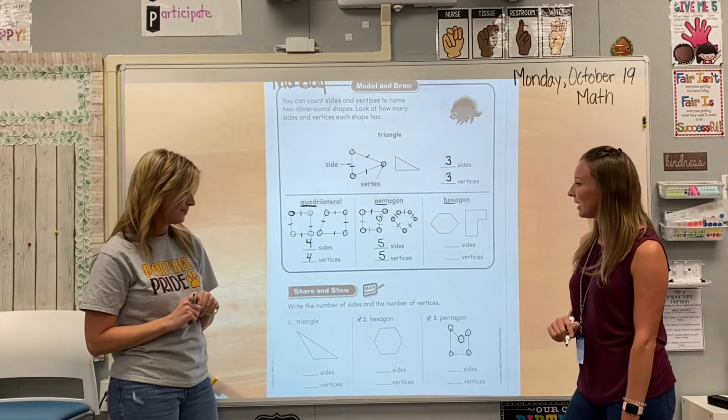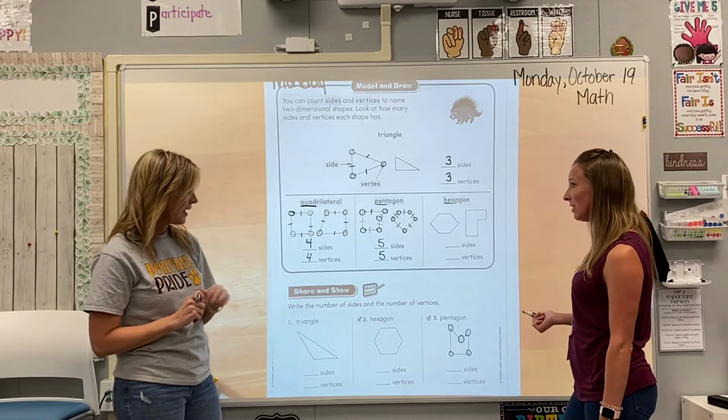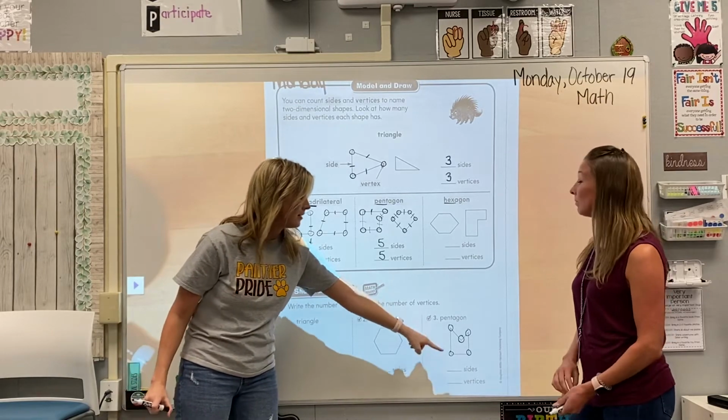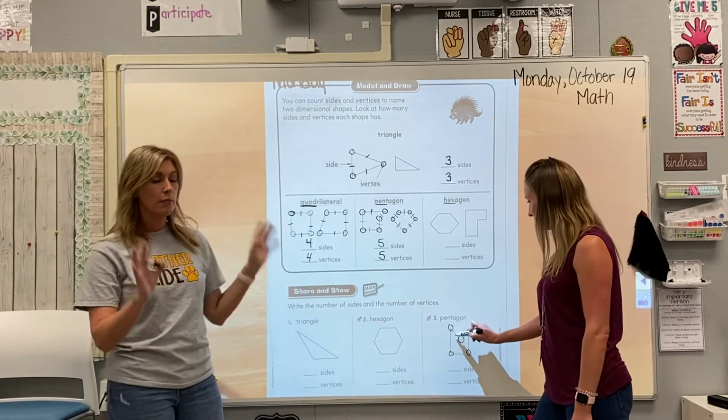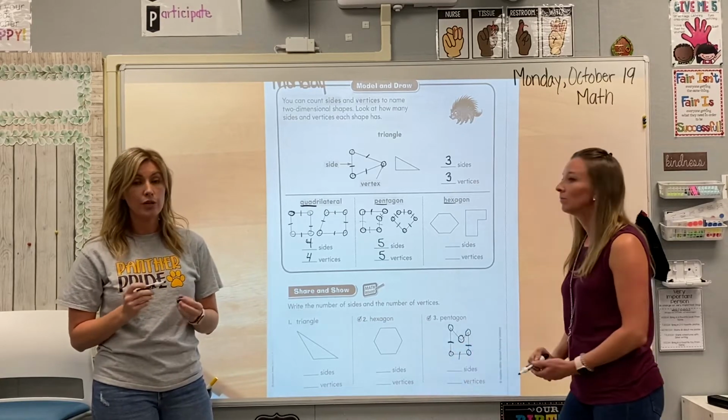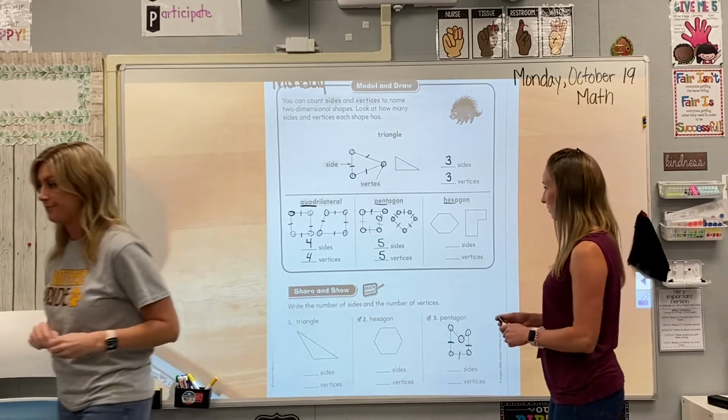Yes. And is there another page we have to do as well? Yes. You guys will need to finish these and make sure that you write the lines in and how many sides and vertices. Pause the video if you need to. Miss Marquardt is going to erase the board so we can show you guys what to do on the back of the page. All right.